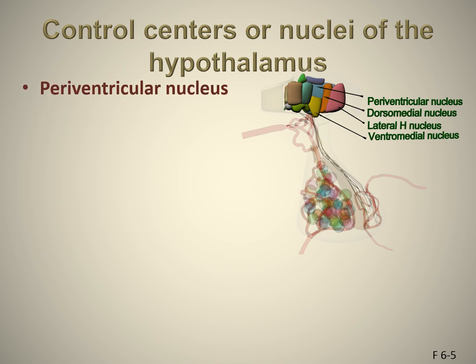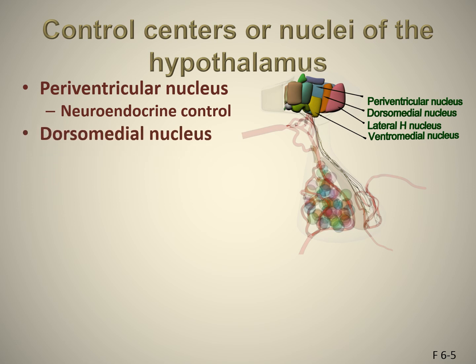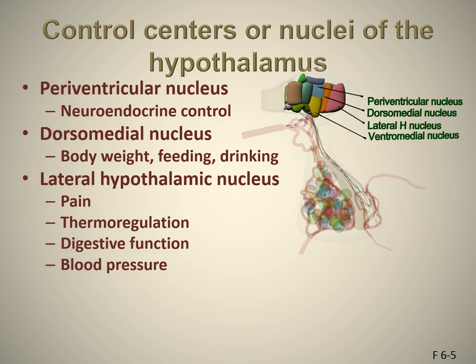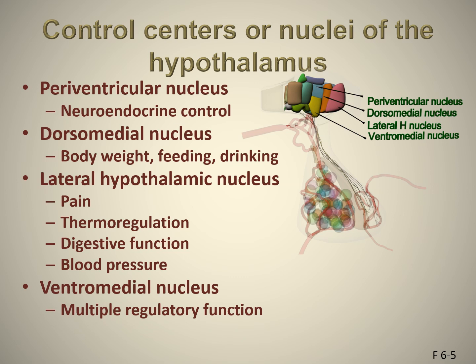The periventricular nucleus has a neuroendocrine role, while the dorsomedial nucleus contributes to controlling body weight through the behaviors of feeding and drinking. The lateral hypothalamic nucleus has neurons with a range of somewhat unrelated functions. It participates in response to pain, contributes to thermoregulation, as well as to digestive function and control of blood pressure. Finally, the ventromedial nucleus has multiple regulatory functions through neurocrine secretions.